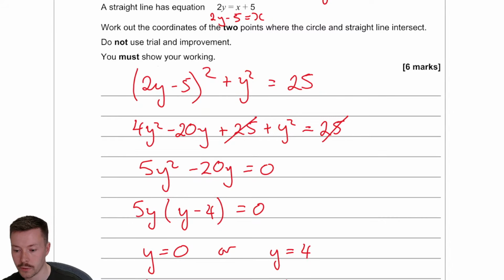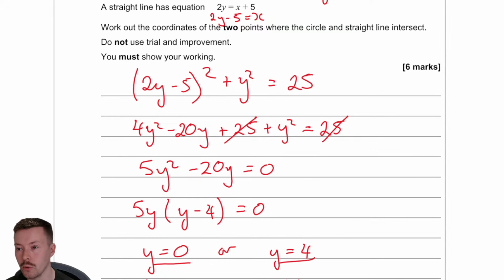There we go. Right. 2 lots of 4 minus 5 is 8 minus 5, which is 3. So x is 3. Okay, so we've got y is 0, x is minus 5, and y is 4, x is 3. Now, actually, I would check this. However, one of these coordinates already gives away that it should work. So here, y is 0, x is minus 5 has to be a point on the circle.